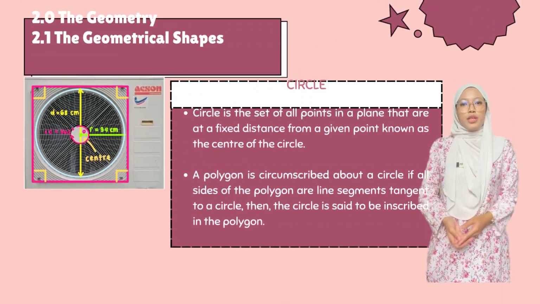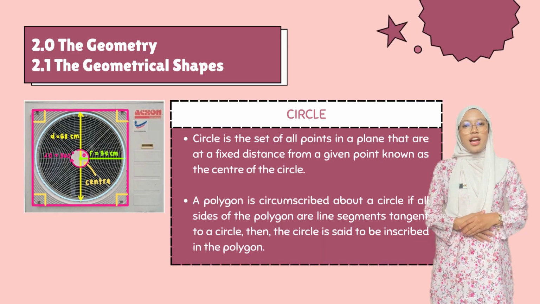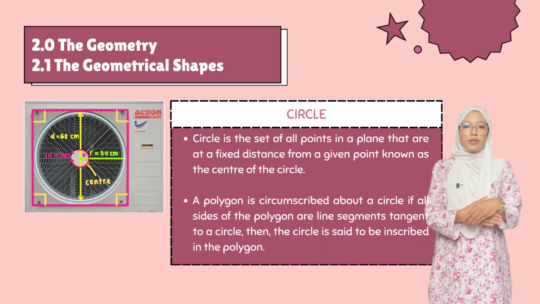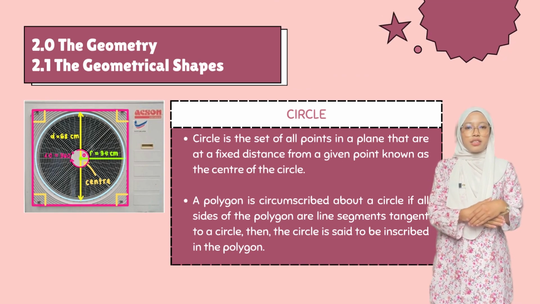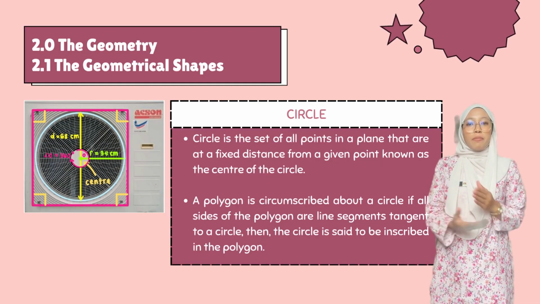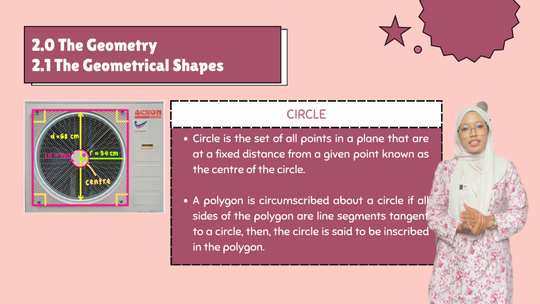In this diagram, you can see a rectangle, and inside it there is a circle. The circle fits perfectly inside the rectangle and it touches all 4 sides. This type of circle is called an inscribed circle. It is because the circle is completely inside the polygon and every side of the polygon touches the circle.